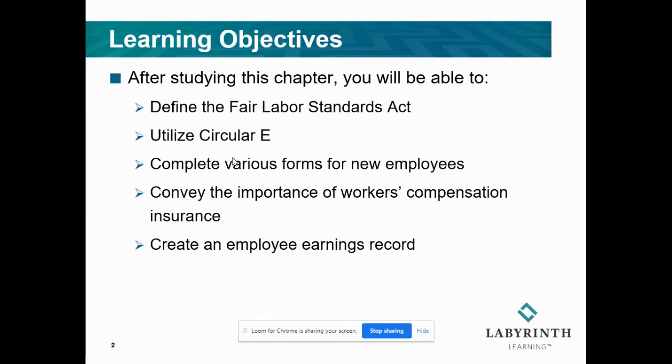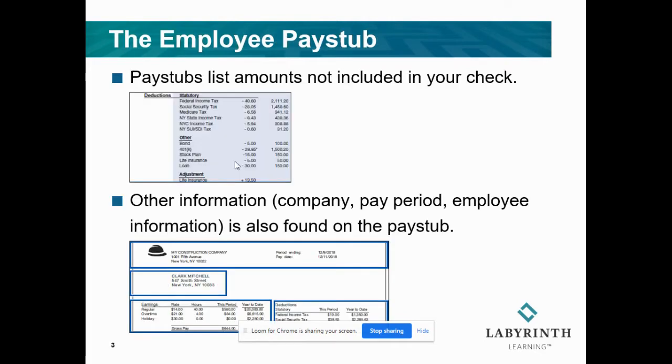my learning objectives. We already went over that, the different type of things. So we start off with the employee's pay stub. Pay stub lists amounts not included on your check. You have the various taxes, such as the federal income tax, Social Security tax, Medicare tax. In this case, they're covering New York. They have a state income tax, also bond, 401k plans, and all that, the different type of adjustments.